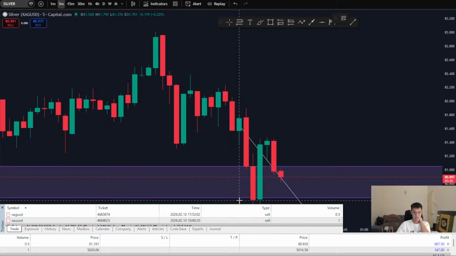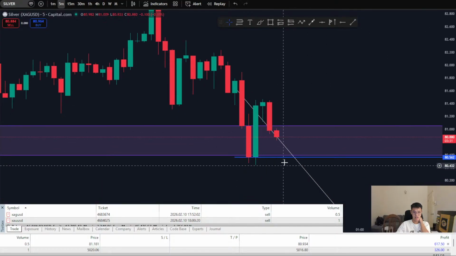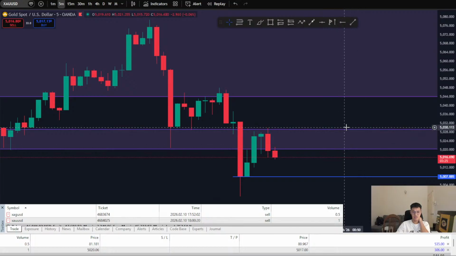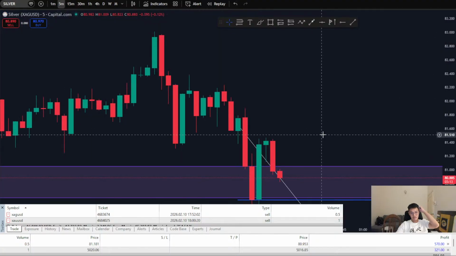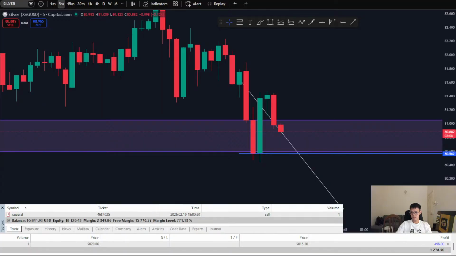And for the silver, the price is here. If the price reaches this level, then I will just close my trade immediately. Then I may end this live session if the price really touches this support level. Okay. Nice profit.